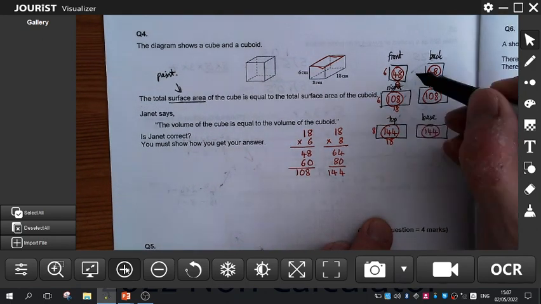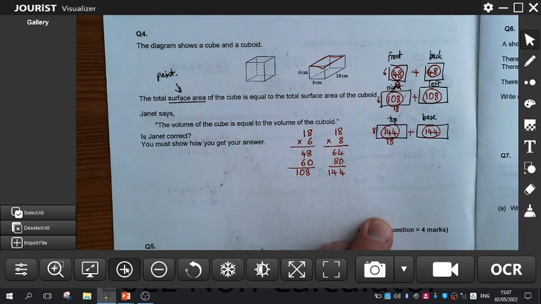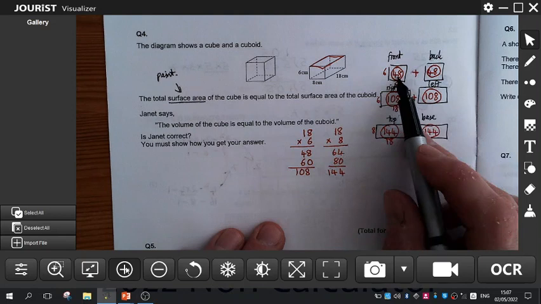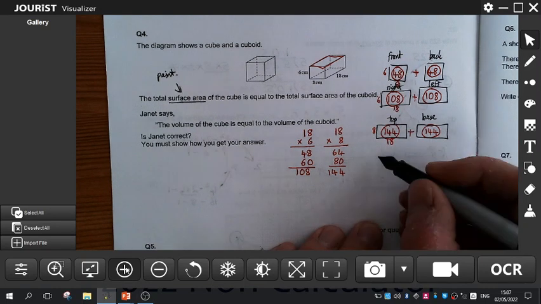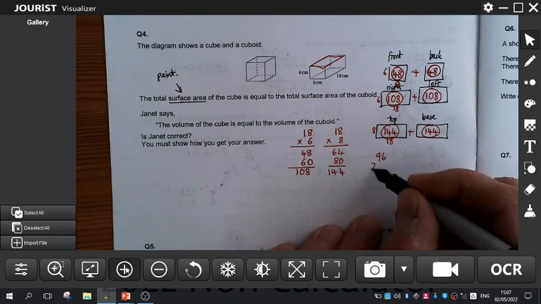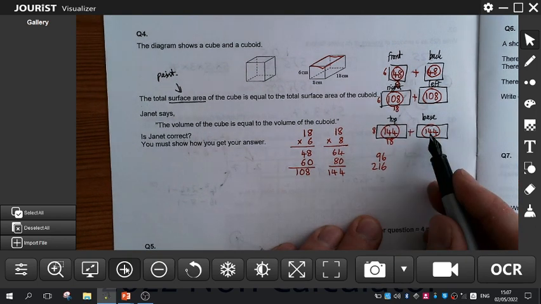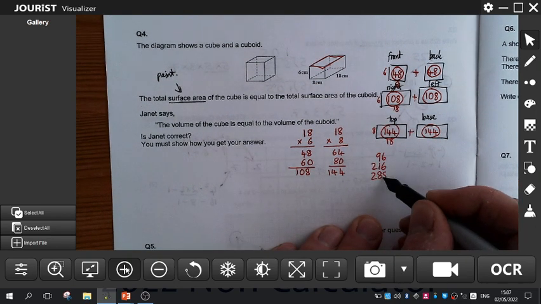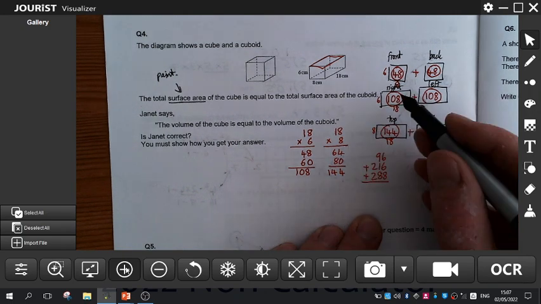Well, that probably won't happen in the exam for me. I'll probably get that one wrong. So instead, I tend to add the top 2, 96. Add the middle 2, 216. Add the bottom 2, 288. And then adding up 3 numbers is far less likely to go wrong than trying to add 6.